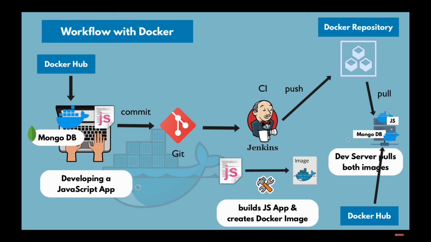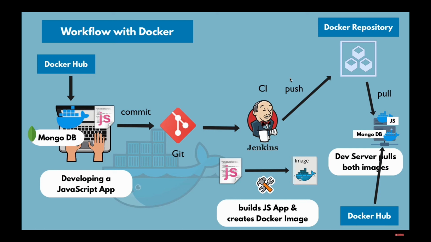Then you have a development server that will pull the image from the private repository, and also it will pull the MongoDB database from Docker Hub. So you have two containers running on the development server over here. In order to make both of them communicate with each other, you have to configure them while deploying. So this is the simplified version of the Docker flow in a real-life application, guys. And now we will see how it is done in an actual way.